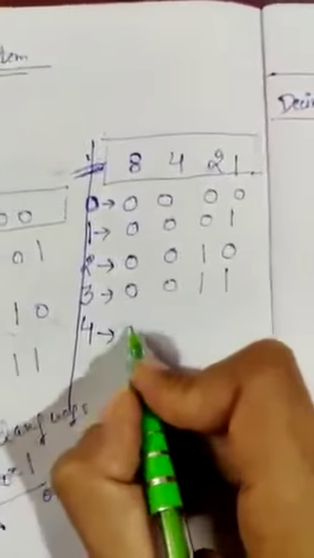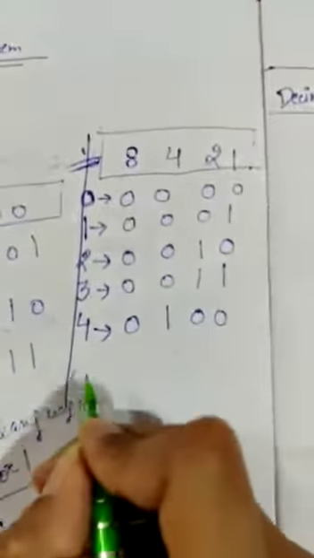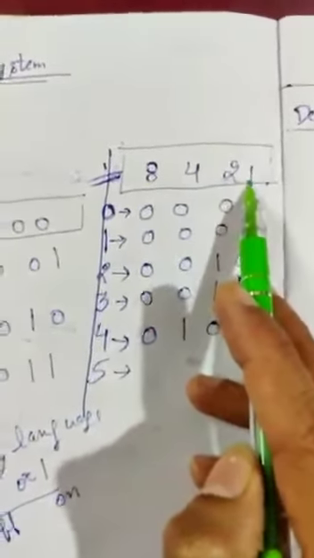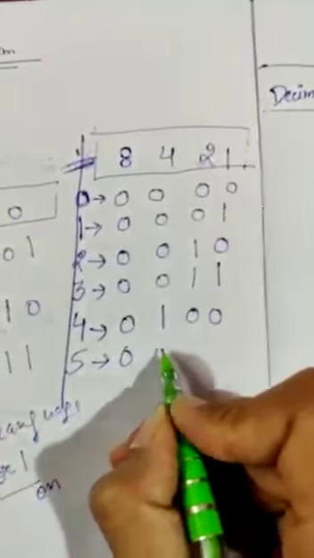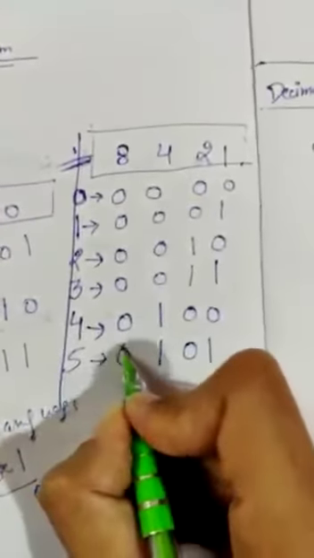For 4, here we use 0, 1, 0, 0: 4 is on, all others will be off. For 5, again we calculate 4 plus 1, that is 5. 4 and 1 will be on, and all others will be off. 8 is off, 4 is on, 2 is off, 1 is on. The code will be 0, 1, 0, 1.